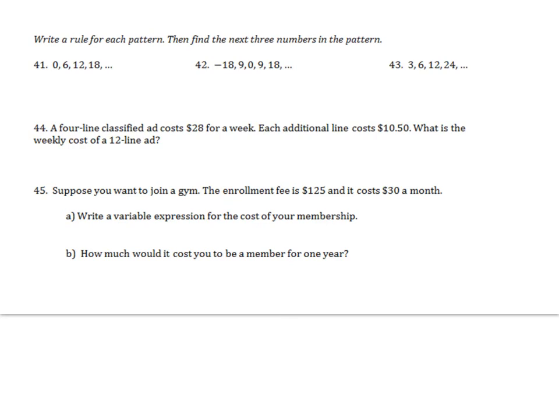Okay, write a rule means what is going on with the pattern. So how are we going from 0 to 6, 6 to 12, 12 to 18? Are we adding, subtracting, multiplying, or dividing? We're adding 6. So the rule is add 6. Then it says find the next 3 numbers. So finish the pattern. So add 6, get 24. Add 6, get 30. Add 6, get 36.